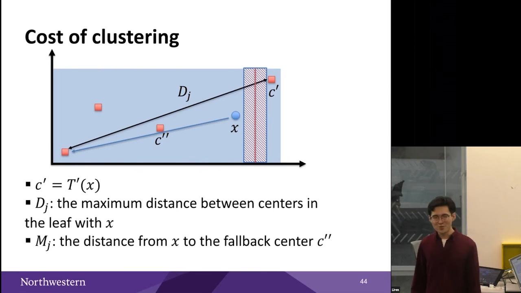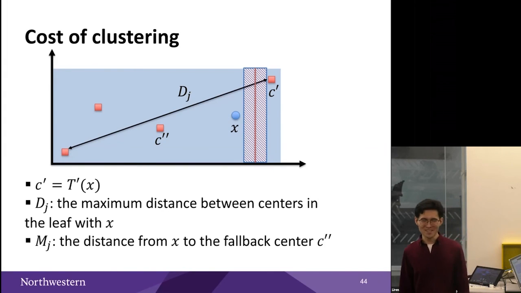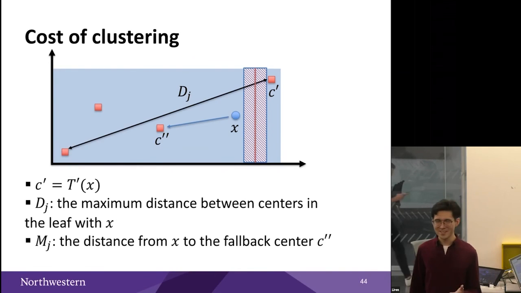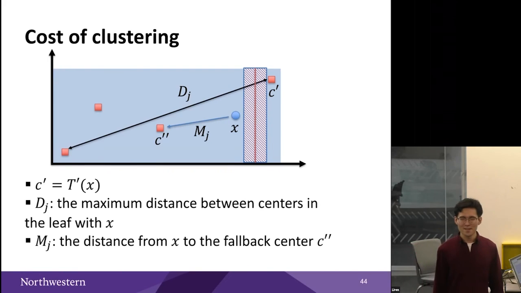However, we can do slightly better because in this case, we know there are some other centers in the left region. So we can first assign X to its closest center in the left region, which we call the fallback center C double prime, which is the cost of X just after we pick this cut, right? And we call this distance mj.